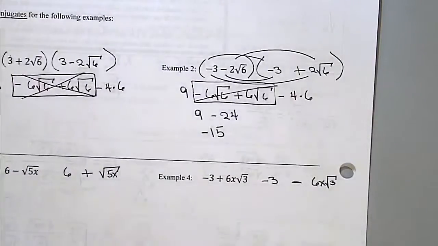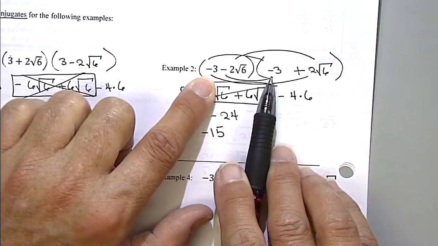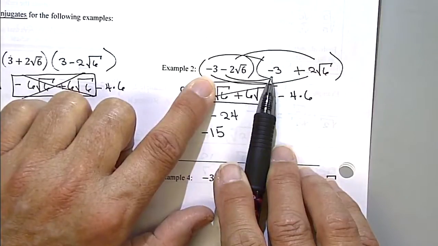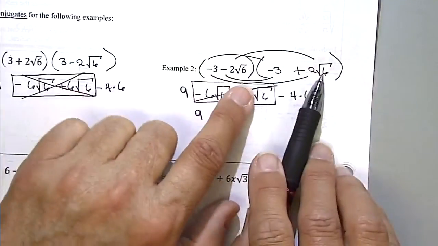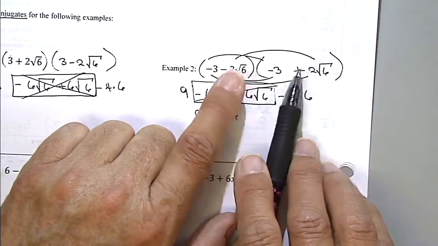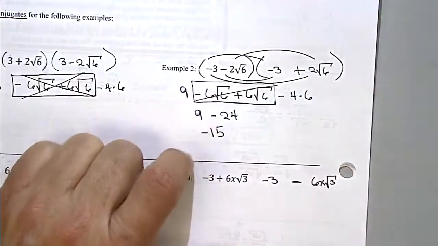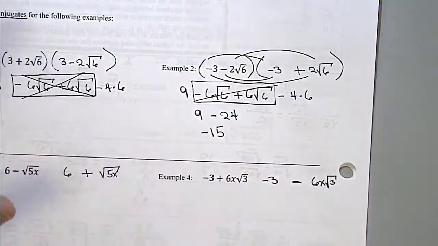Somebody tell me, in your own words, how would you shortcut them if you're multiplying conjugates? What can you do? Multiply the first terms of each one. Okay, so you multiply the first terms. So I would multiply -3 times -3, multiply the last terms, and that's it. Conjugates, inside and outside, will cancel each other out. But they have to be conjugates, so you have to recognize conjugates, right?